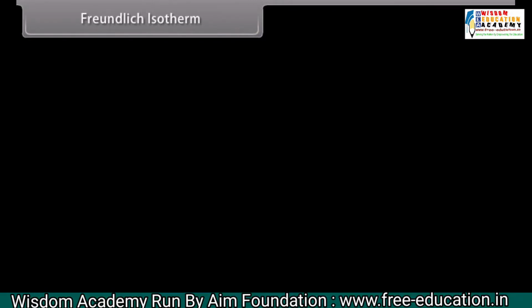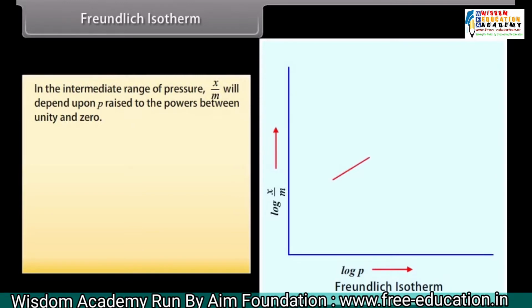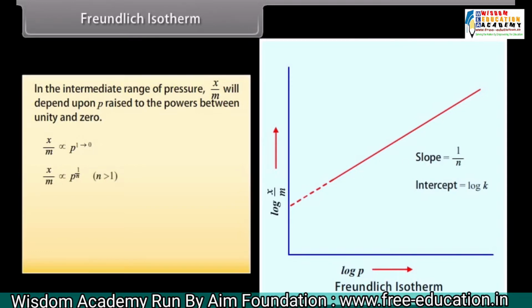Freundlich Isotherm. In the intermediate range of pressure, x/m will depend upon P raised to powers between unity and 0. This can be expressed as x/m ∝ P^(1 to 0), or x/m ∝ P^(1/n), where the value of n is greater than 1, or it can be written as x/m = k × P^(1/n).